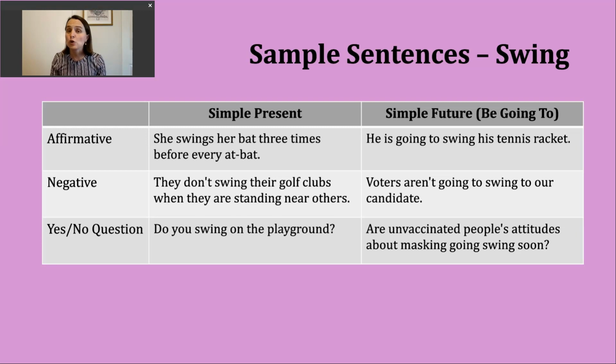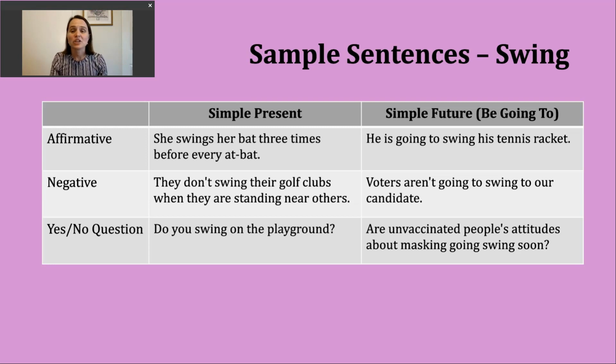You can make contractions with are not, you can make that into aren't, or with is not into isn't, but you cannot make a contraction with am not. So let's take a look at another example. Voters aren't going to swing to our candidate. So this particular sentence ties back to that third definition, so a kind of a change of opinion, attitude, etc.